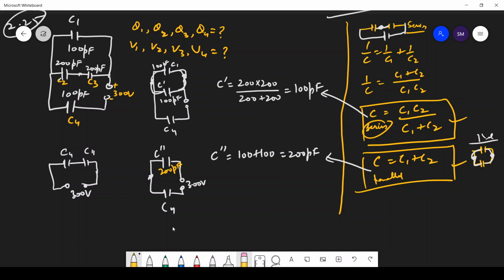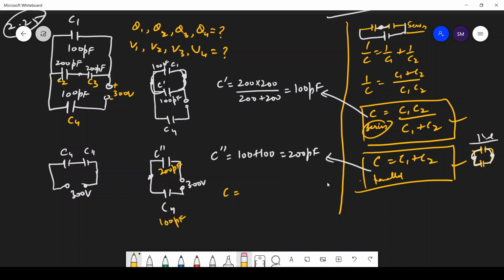C4 is 100 picofarad. So what is the net equivalent capacitance of the circuit? Let us call the equivalent C triple dash, or let us call it only C. Yes, we have not taken the symbol C yet. They are C1, C2, C3, C4, and this equivalent capacitance is C dash, and this equivalent capacitance is C double dash.